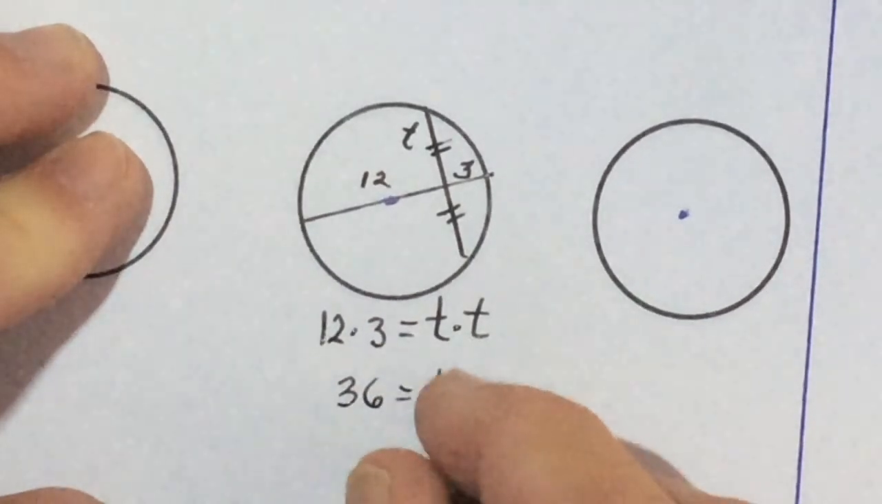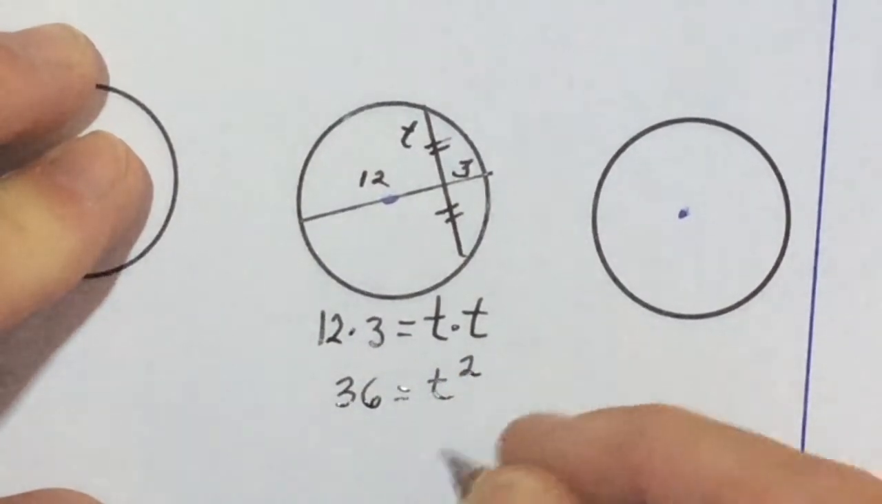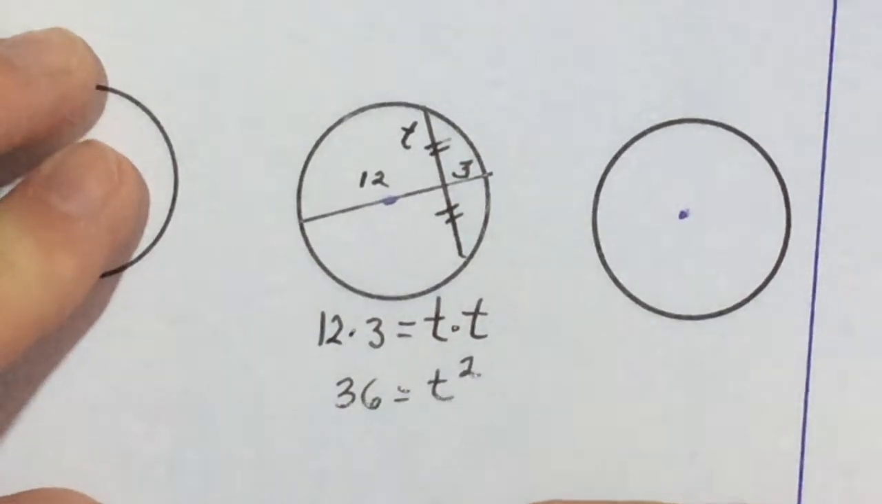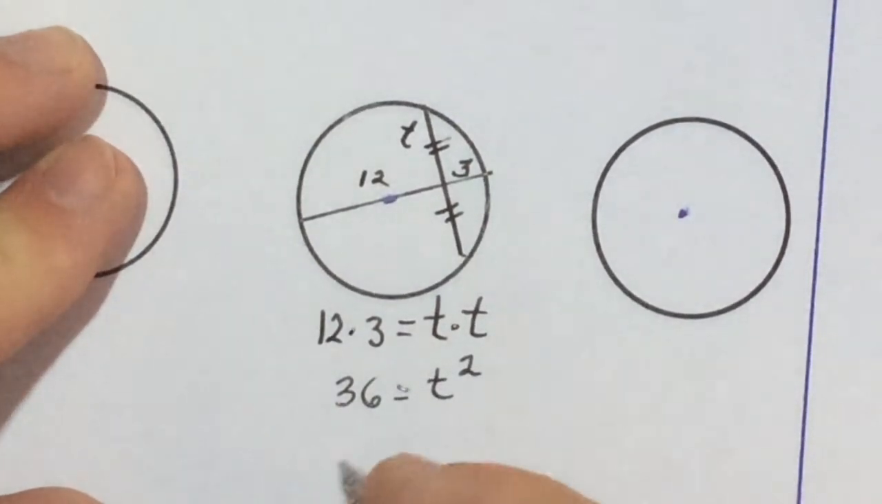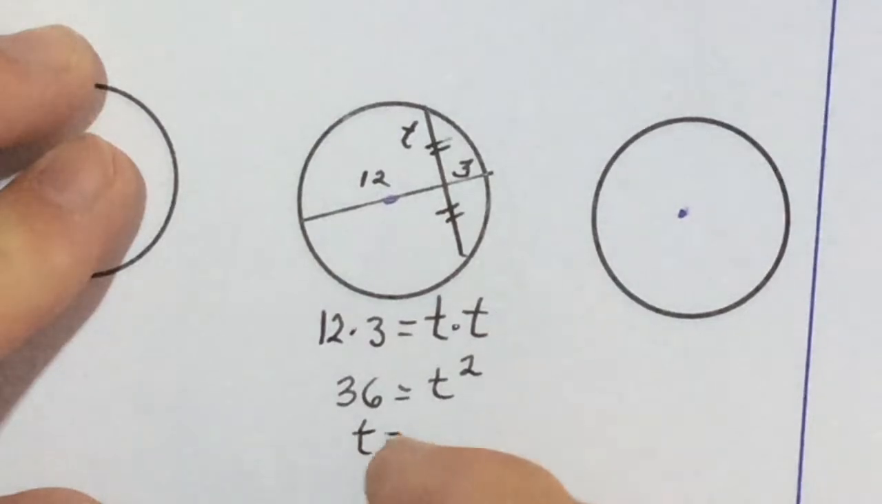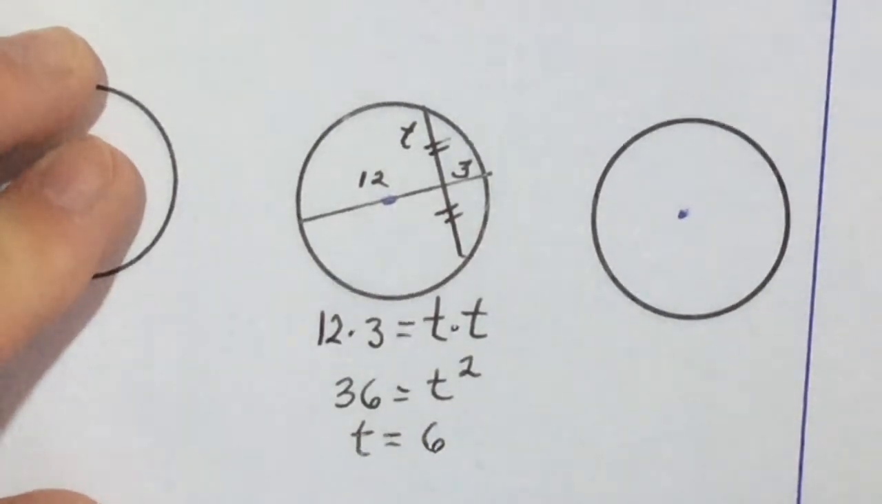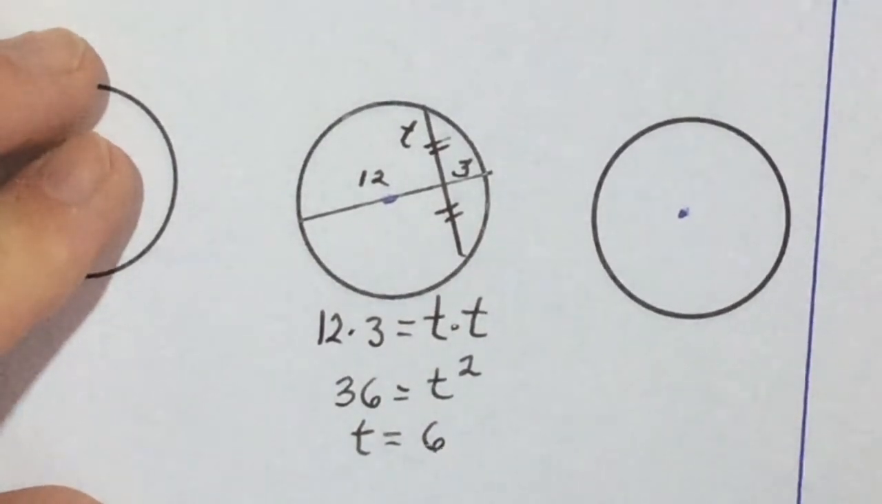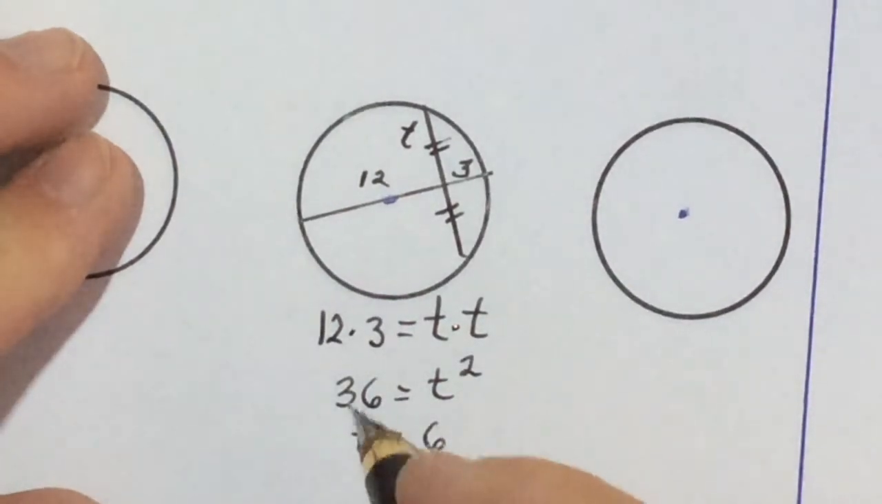36 is equal to t squared. What number multiplied by itself equals 36? T equals 6. So you don't just square root it? Well, that is square rooting it. If we square root 36, we get 6.